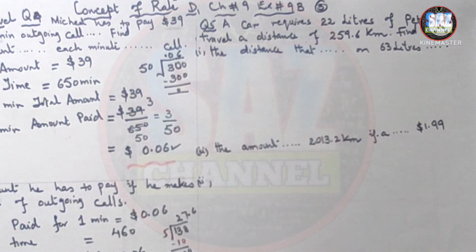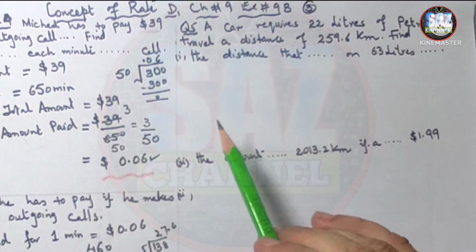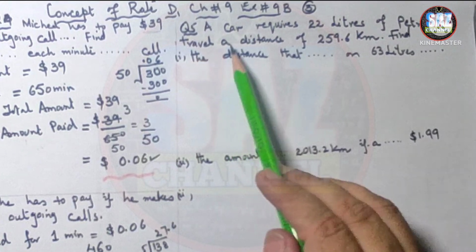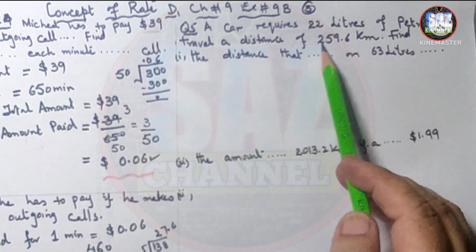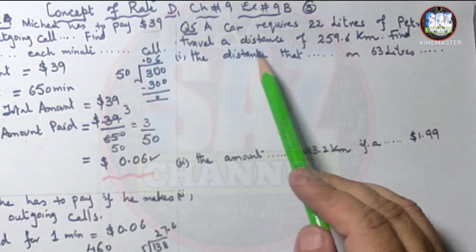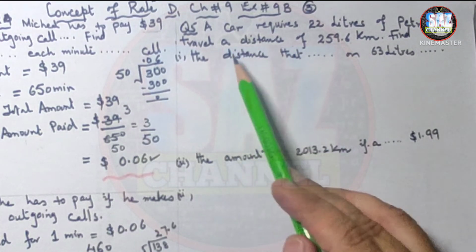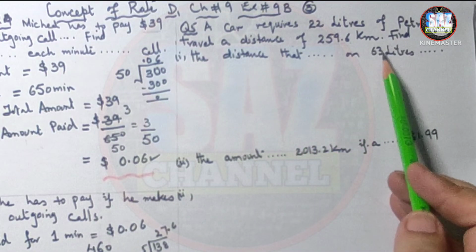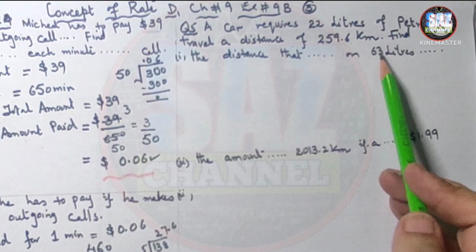Let's try to understand the question once again. A car uses 22 liters of petrol to travel a distance of 259.6 kilometers. What do we need to find? The distance that it can cover in 63 liters of petrol.